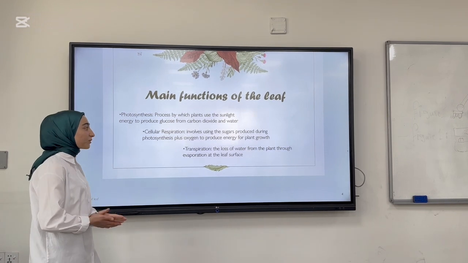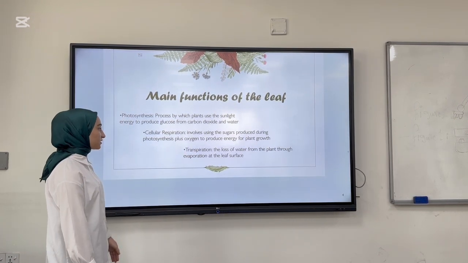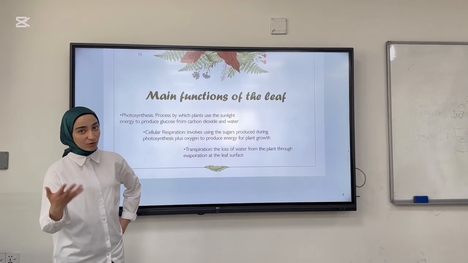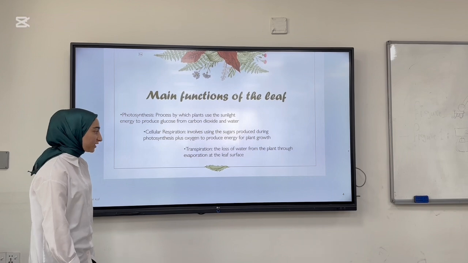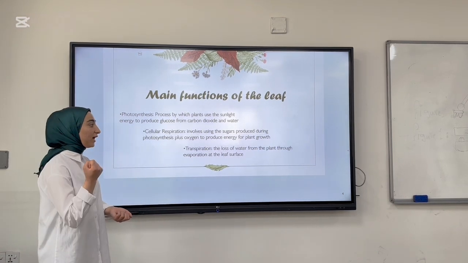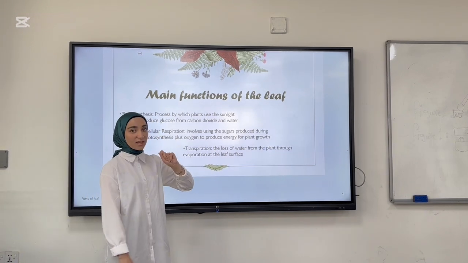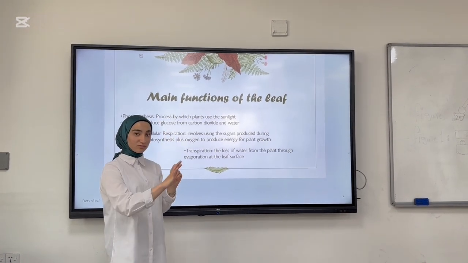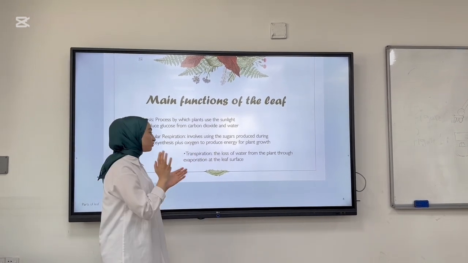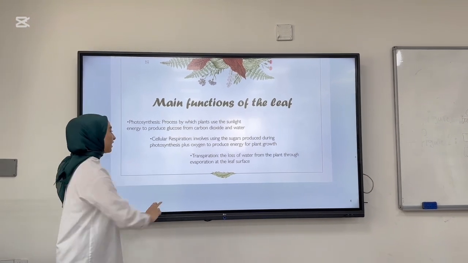Cellular respiration involves using the sugar produced during photosynthesis plus oxygen to produce energy for plant growth. And transpiration. Transpiration is the loss of water from the plant through evaporation at the leaf surface. Through the evaporation on the leaf surface, the plant loses water. So this process is called transpiration, which is another function of the leaf.